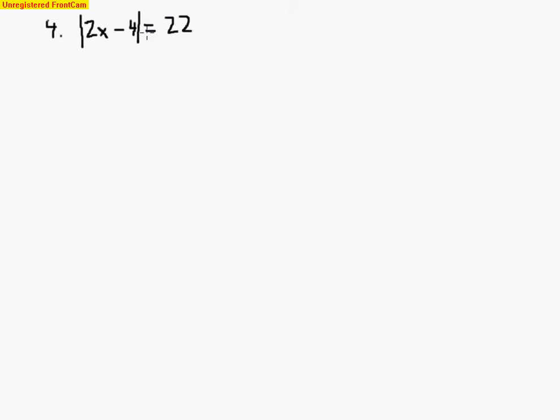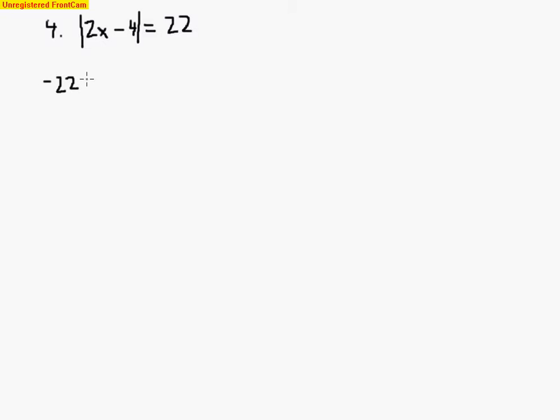So at this stage, what we can do is we can actually erase that, we can actually take this number that's inside the absolute value bars and set it equal to 22 and negative 22, because we want to find out the number that makes x, that when we multiply it by 2, take away 4, equal to either 22 or negative 22. So that's what we're going to do here.